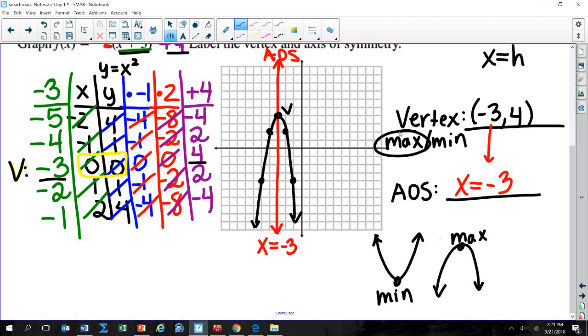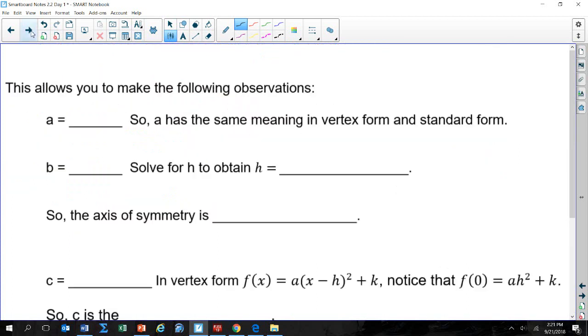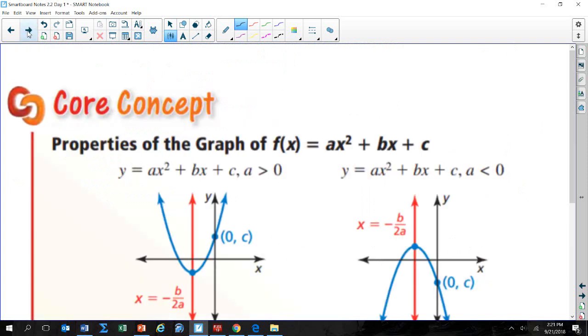Okay. All right, go ahead and flip your paper over. We've done a lot with the transformation, so I'm not going to spend too much time on vertex form. I'd like to talk a little bit about the core concept box here. In the core concept box, you can see how now we're going to talk about the properties of a graph in ax squared plus bx plus c form. I previewed this a little bit last class.